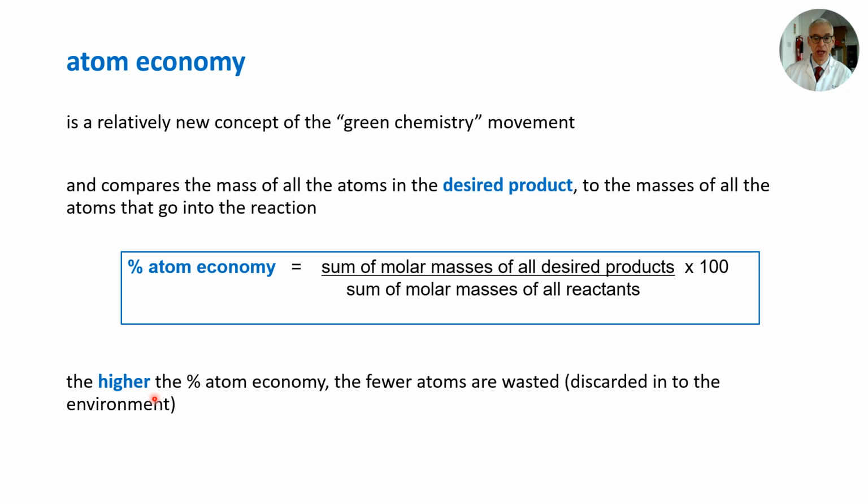Of course, the higher the percentage atom economy, the fewer atoms that are wasted. So this is where we get a relationship to the green chemistry movement. That means fewer atoms are discarded into the environment.